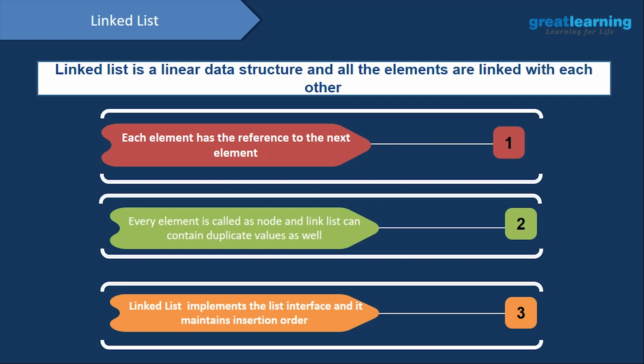So linked lists are almost the same as arrays. But in a linked list, the memory locations are not contiguous, okay? And they are linked with each other using pointers. Now comes the head of the linked list. The head contains the address of the element, but it does not contain the data.